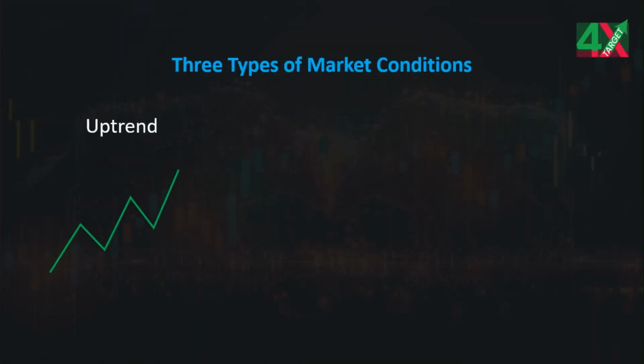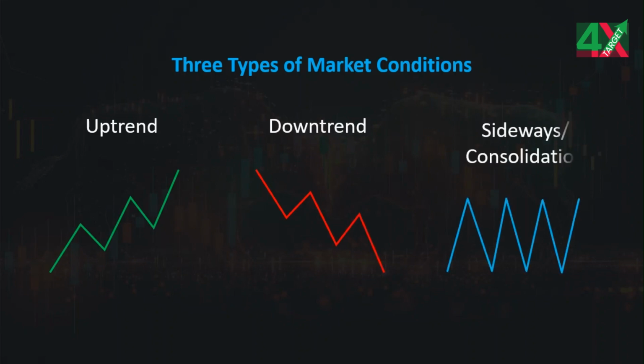Before we go deeper, it's important to recognize the three trends that any market can be in: uptrend, downtrend, ranging or sideways. Let's break them down further.